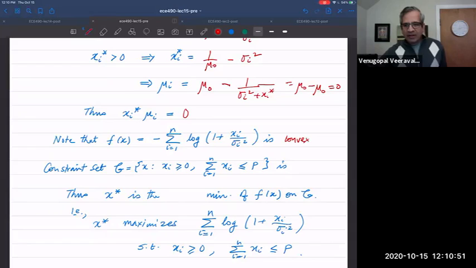Constraint set, this we also know is convex, right? This constraint set is convex. Again, you can verify that. If you want to verify quickly, just take alpha times x and 1 minus alpha times y, and you can verify that if x and y satisfy these constraints, then alpha x plus 1 minus alpha y will also satisfy the constraint. So it's not hard to see that this is convex.